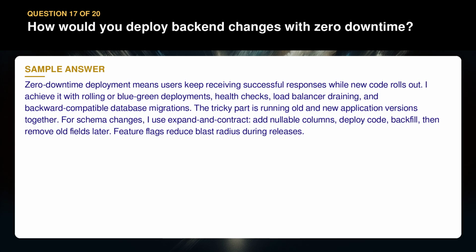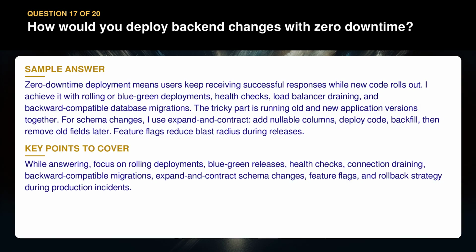For schema changes, I use expand and contract, add nullable columns, deploy code, backfill, then remove old fields later. Feature flags reduce blast radius during releases. While answering, focus on rolling deployments, blue-green releases, health checks, connection draining, backward-compatible migrations, expand and contract schema changes, feature flags, and rollback strategy during production incidents.